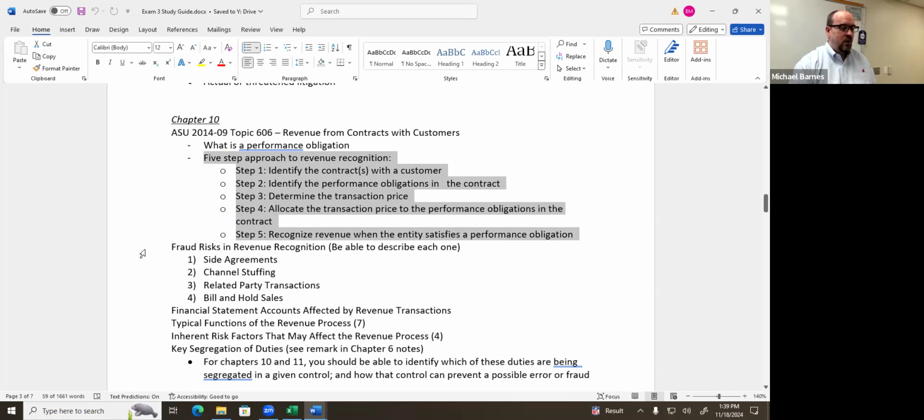Fraud risk and revenue recognition. Be able to describe each one. We talked about those very briefly, but those are really important with respect to revenue recognition, as these are the most common fraud schemes we see with respect to revenues. The ones that I tend to test on the most are channel stuffing and bill and hold sales. So please make sure you review those.